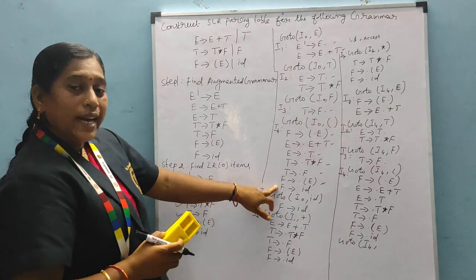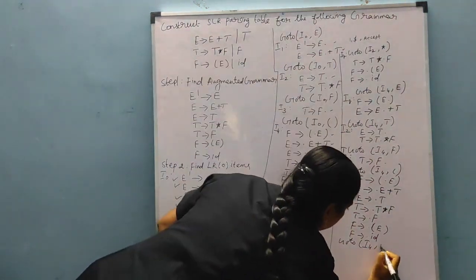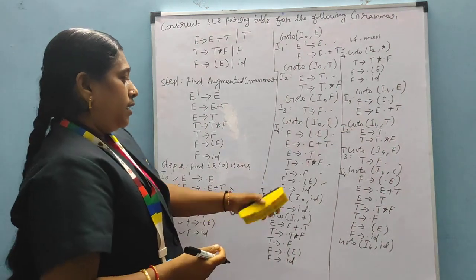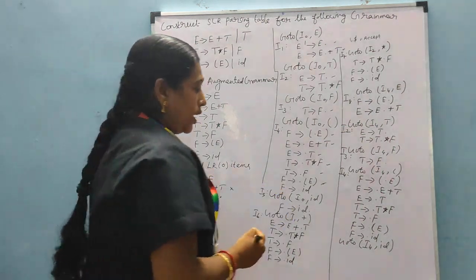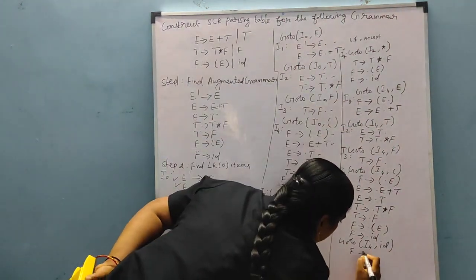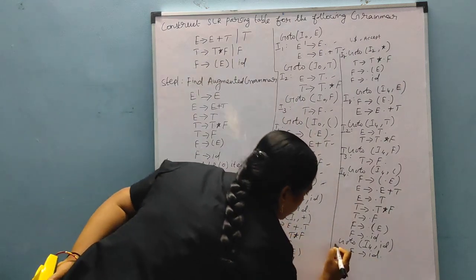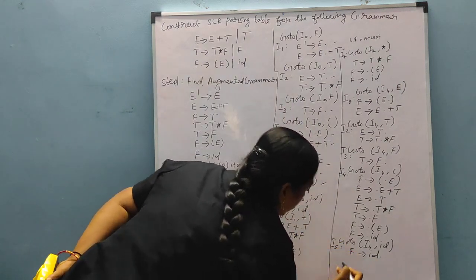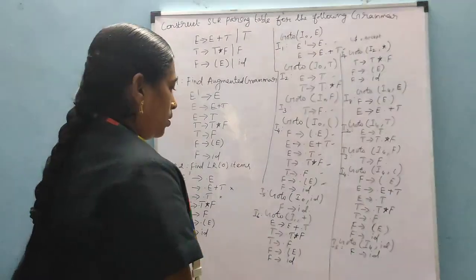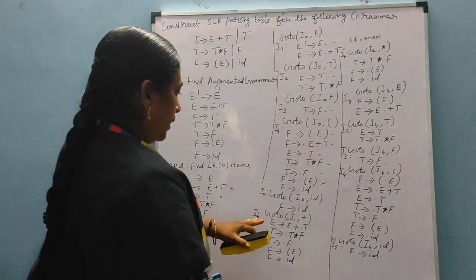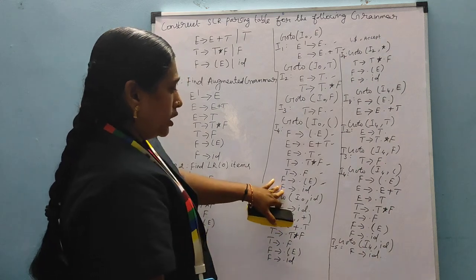Then one more thing. I4 comma ID. Yes, I am adding I4 comma ID. See here in the state, F tends to ID dot. Is it a new state or existing? I think this is existing, right? I5. So I am writing here I5. Okay, so now you have completed up to the I4 state.